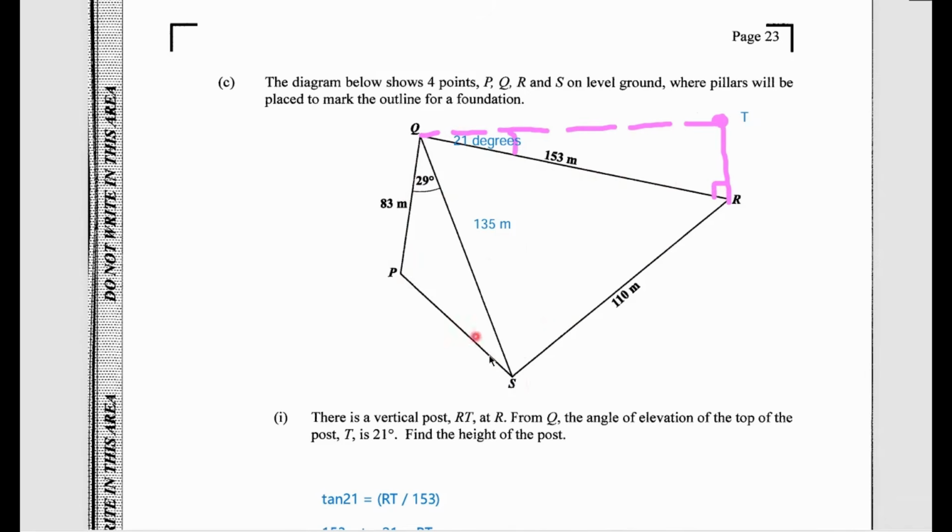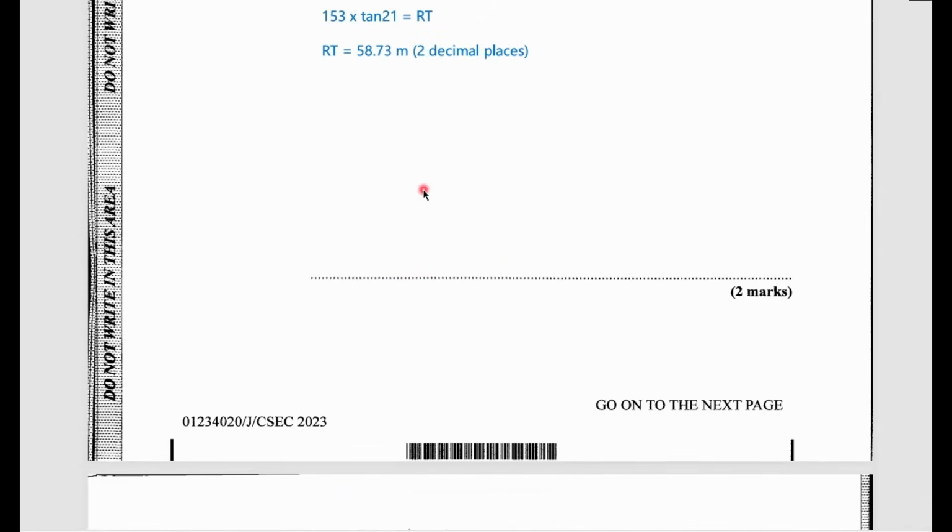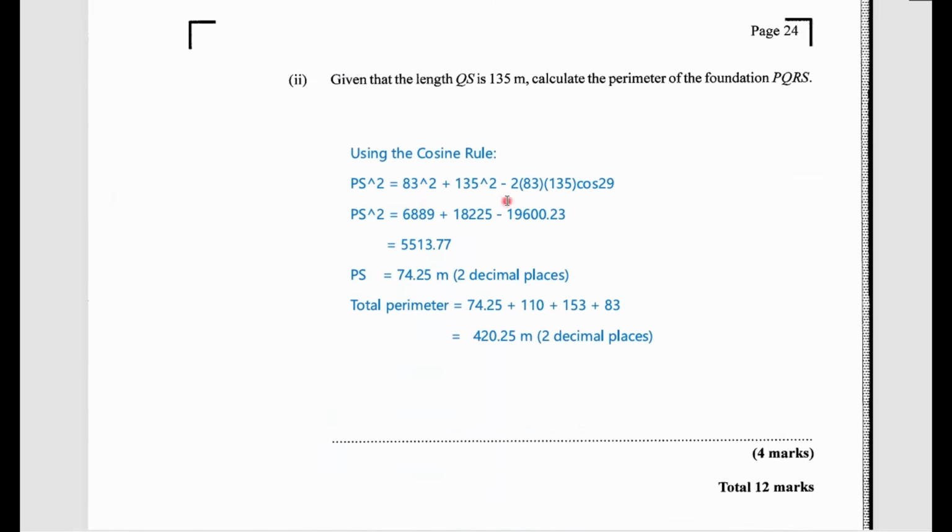So what we decided to use is the cosine rule, where PS squared will be 83 squared plus 135 squared minus 2 by 83 by 135 cos 29, which is exactly what I have here. 6,889 plus 18,225 minus this, you get 5,513.77. And then the square root of this gets 74.25.